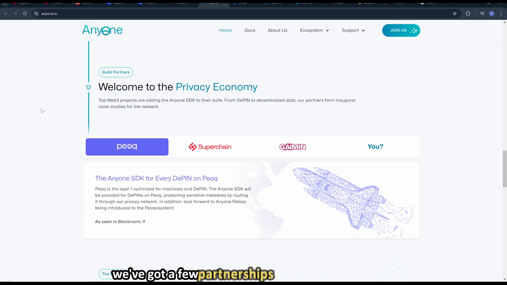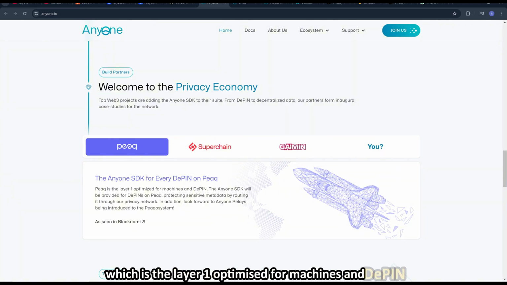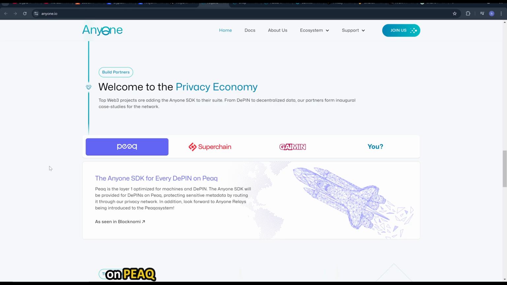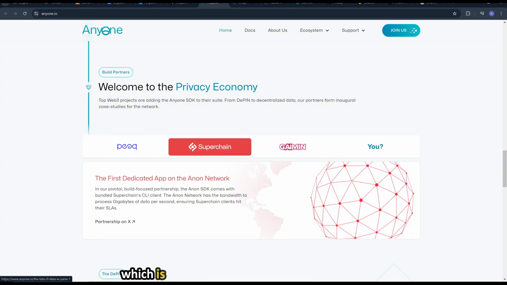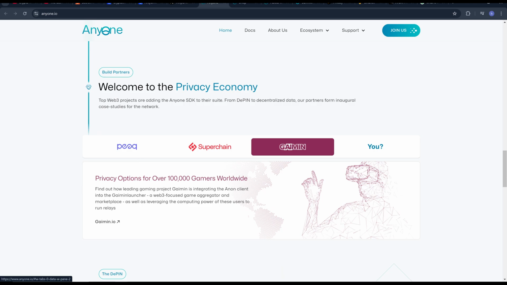So we've got a few partnerships listed on their website for their privacy economy, beginning with Peak, which is the layer 1 optimized for machines and DePIN. They say the ANyONe SDK will be provided for DePINs on Peak, which is huge in terms of outreach. We've got Superchain, which is the first dedicated app on their network, and also Gaming, which is privacy options for over 100,000 gamers worldwide.